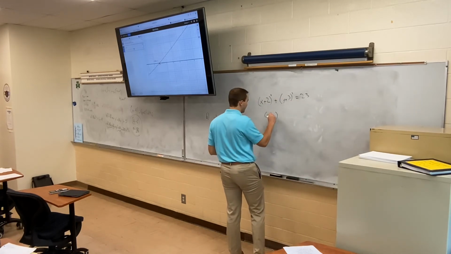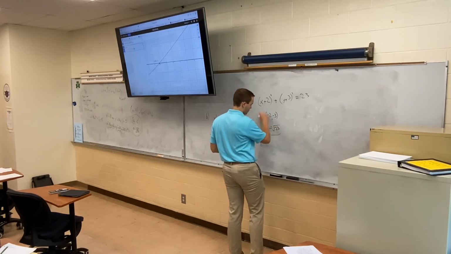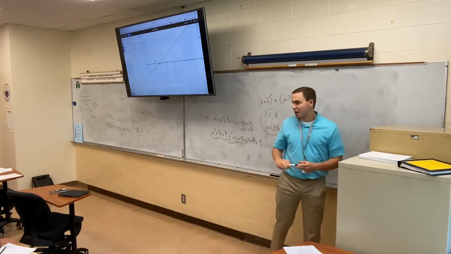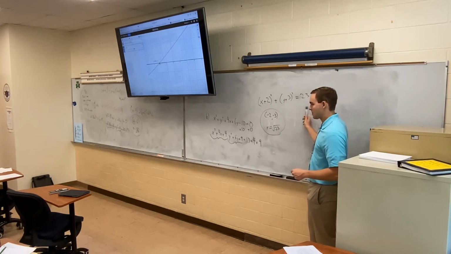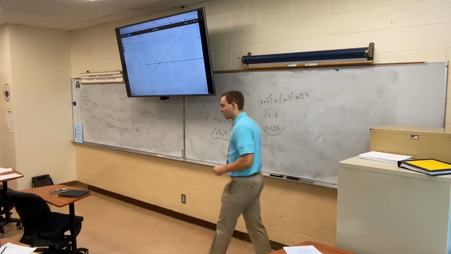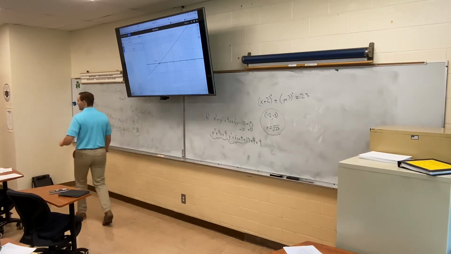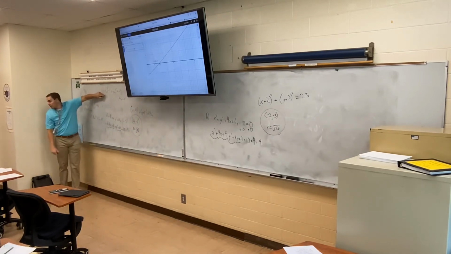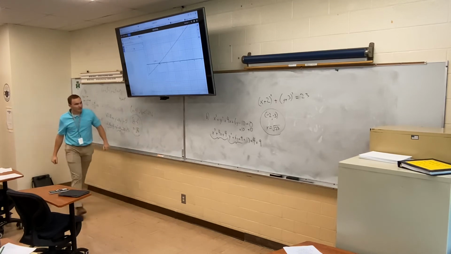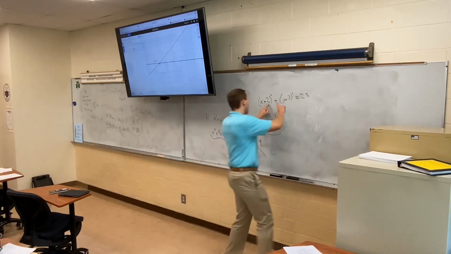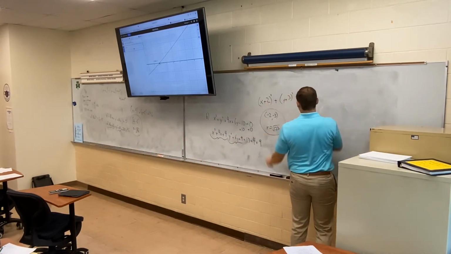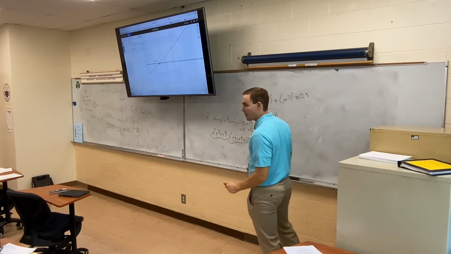Does anyone not see why it's negative 2 and negative 3? Then my radius is the square root of this number on the right. Yeah, it's the opposite of the number that's in here. The opposites of the numbers that are in here. Alright?